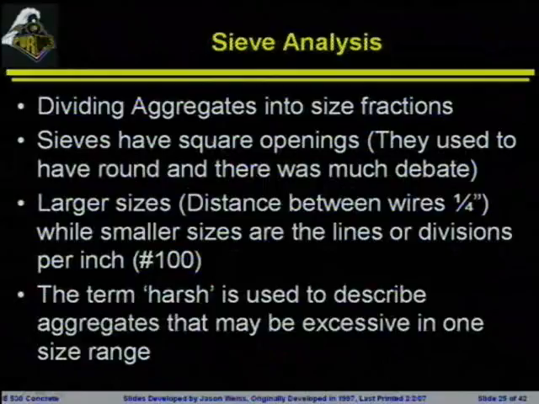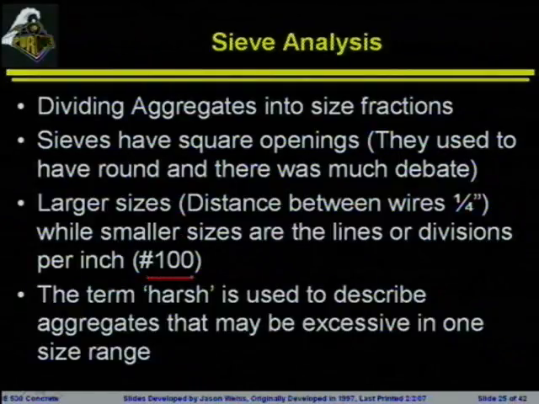Again, we're going to divide things into size fractions. The sieves are going to have square holes. Typically for larger size sieves, a number 4 and number 8 sieve, you're talking about the distance between the wires. Number 4 sieve, you've got 4 wires per inch. Number 8 sieve, you've got 8 wires per inch. When you get to smaller sizes, you're talking about the number of lines per inch. Here we're talking number 100 is 100 lines per inch, something like that.